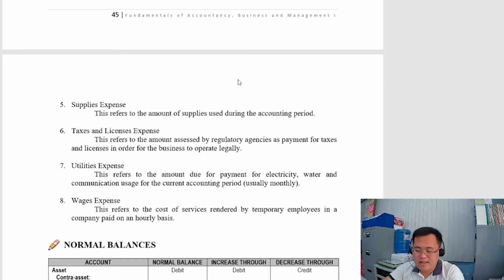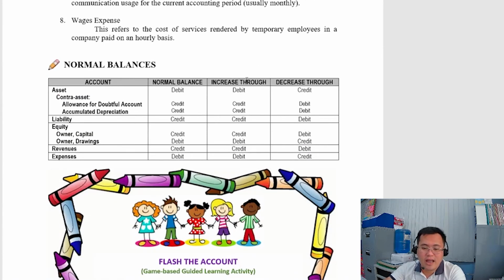Taxes and licenses expense refers to our payment of taxes and other expenses related to licenses. Utilities refer to electricity, water, telephones, internet, okay? And usually paid on a monthly basis. Wages expense, as contrasted to salary expense paid to regular employees, is paid to temporary employees in a company on an hourly basis. So these are then our normal balances.